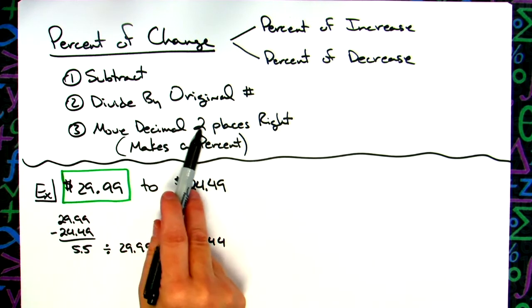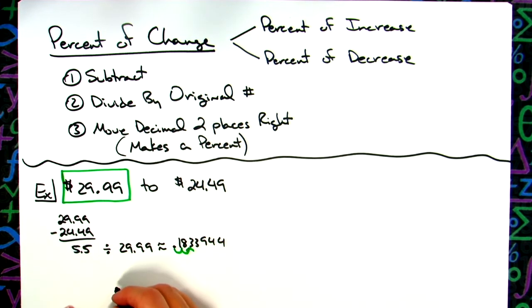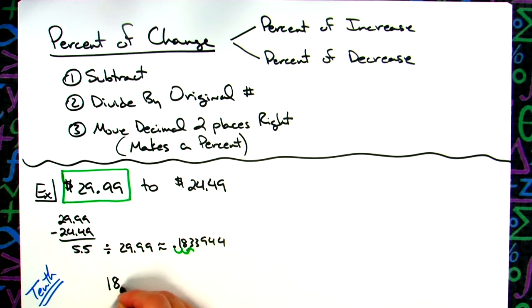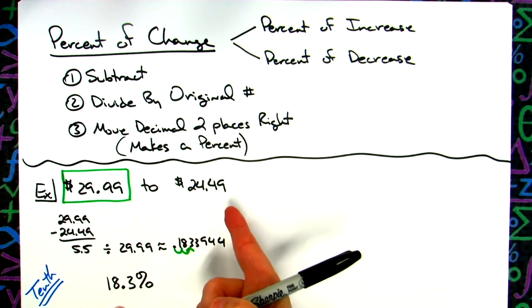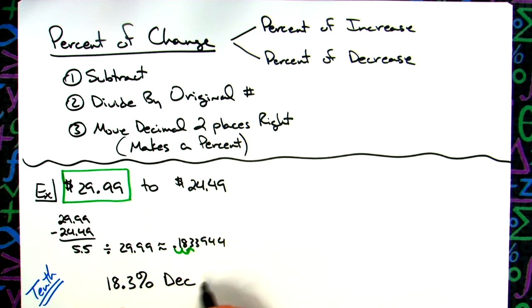Third step, move the decimal point 2 places to the right. So I'm going to take that decimal point, hop it 2 places to the right. All right, so now it's going to be in between 18 and the 3. Now, let's say it says round to the nearest 10th. I don't know what it's going to say to round to, so you'll have to read. But let's say it said round to the nearest 10th. So I'm going to write 18.3. Now, this is a percent of change, so I need to add what symbol? A percent. 18.3%. Now, is it a percent of decrease or a percent of increase? Decrease, so it's 18.3% decrease.